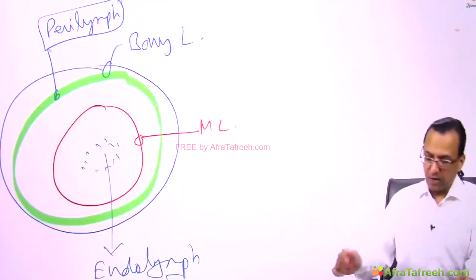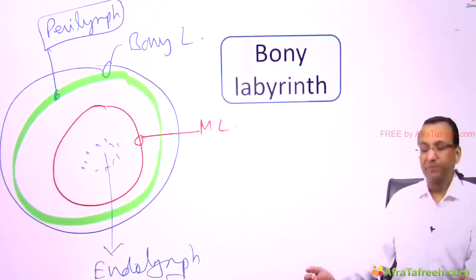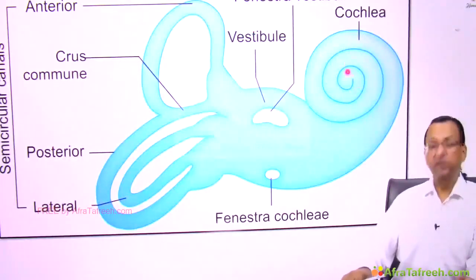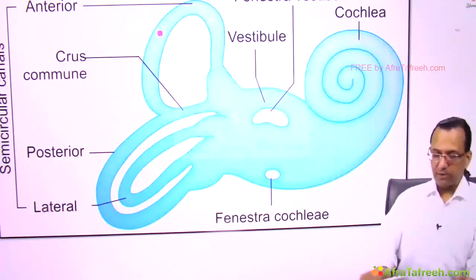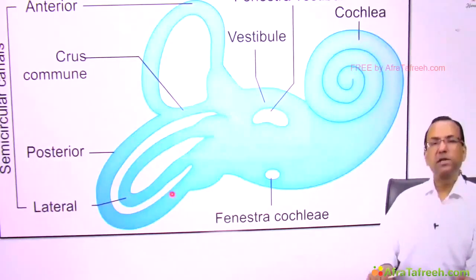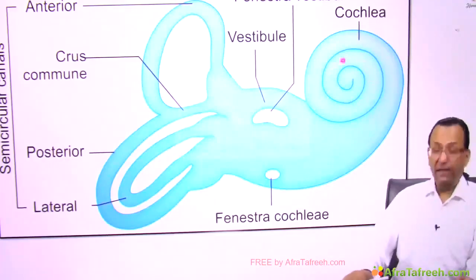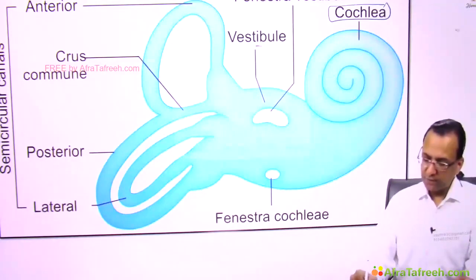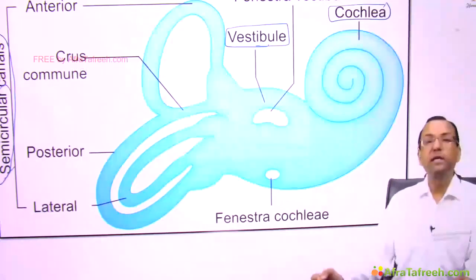The other detail is that you have to look at the various components of the bony labyrinth. What are they? I have told you there is a cochlea with the 2.75 turns, there is a vestibule, and the semicircular canals, which are 3 in number. So this is what is called the bony labyrinth. Three things: one cochlea, one vestibule, and semicircular canals.